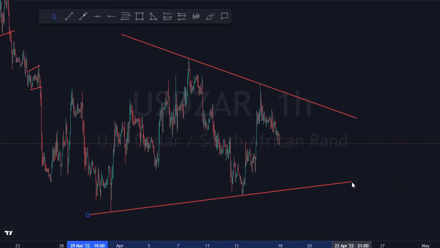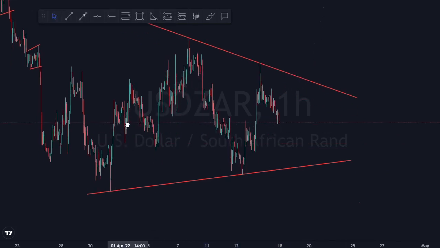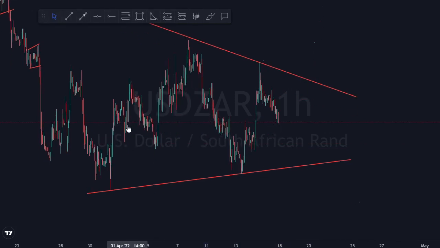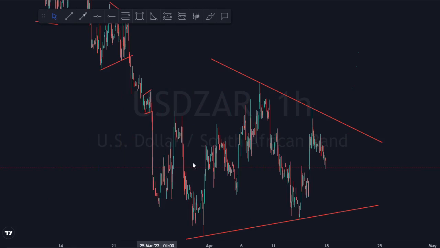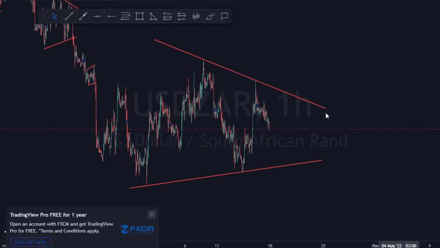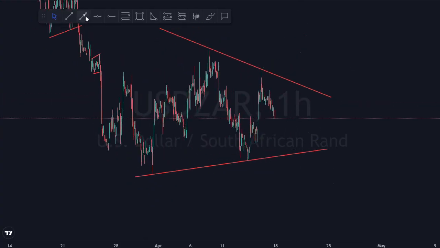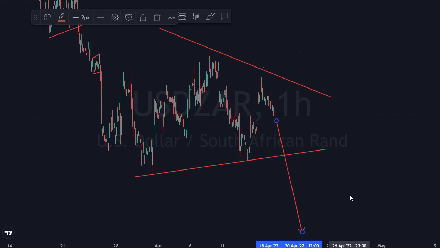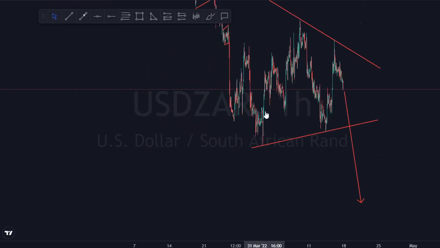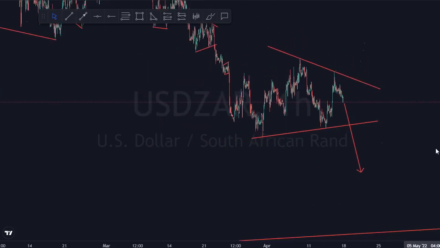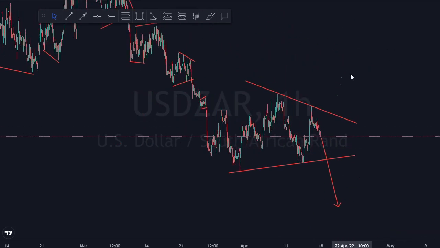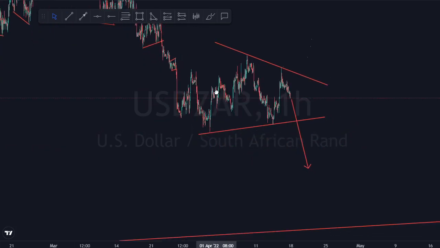So the sell is most likely to play out, guys. The sell is most likely to play out. You see, this one already completed. So I'll be looking at this one first before I look at the other one. This one already completed, so I'll be anticipating more sells than that short-term buy, because this one already completed.